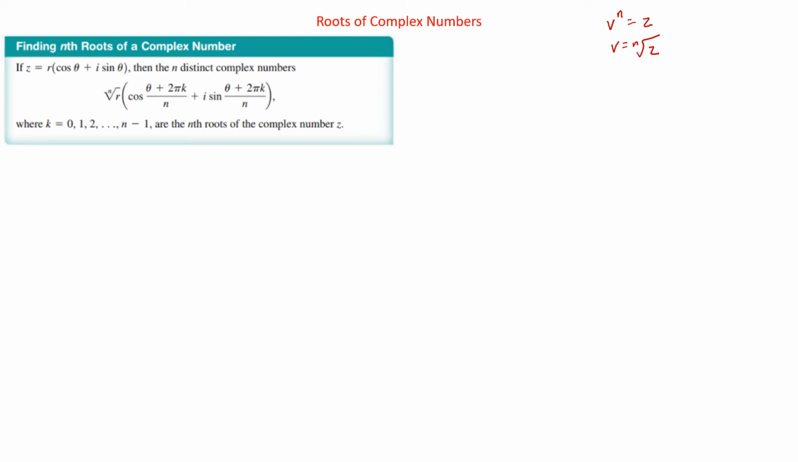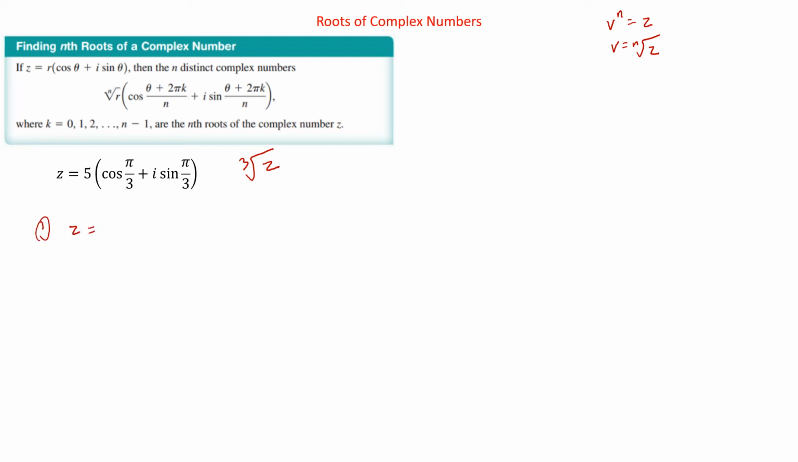So let's take a look at one. Here's z, 5 cosine pi over 3 plus i sine pi over 3. It's already in polar form. If it wasn't, we'd have to put it in polar form. Let's take the third root. We want to find the cube roots of z, so we're going to find 3 of these. So we're going to plug this in.